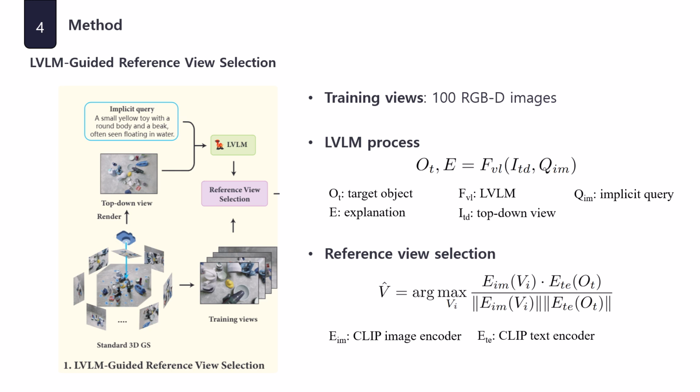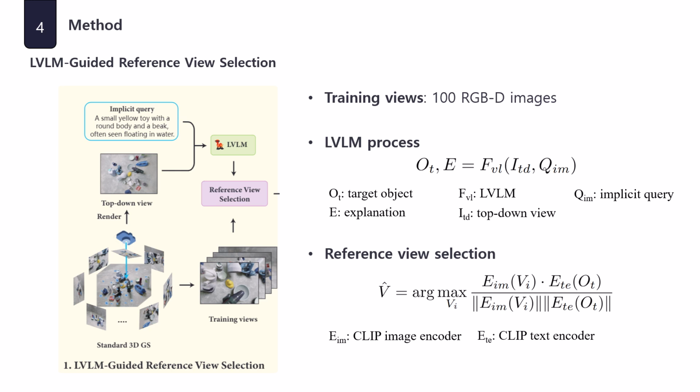Okay, let's take a closer look at the first step, LVLM-guided reference view selection. As illustrated on the left, the process begins with the given implicit query and a set of training views, typically around 100 RGBD images. First, the model learns a 3D representation of the target scene using standard 3D Gaussian splatting based on these training views. From this learned 3D representation, a top-down view of the scene is rendered.